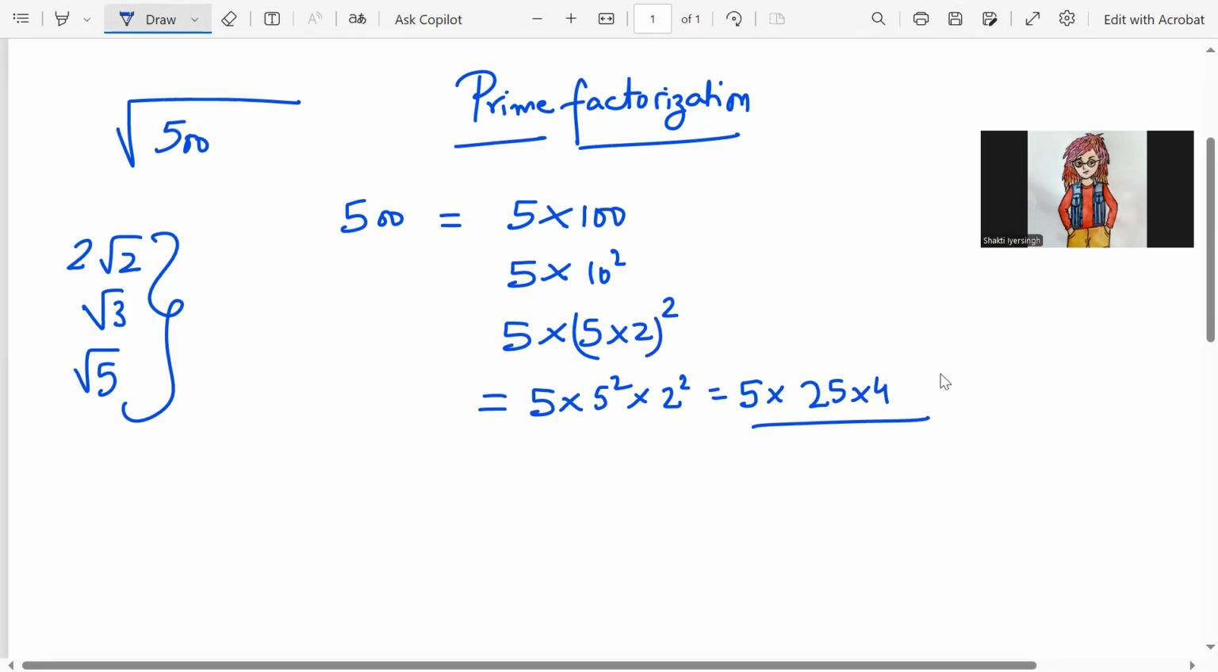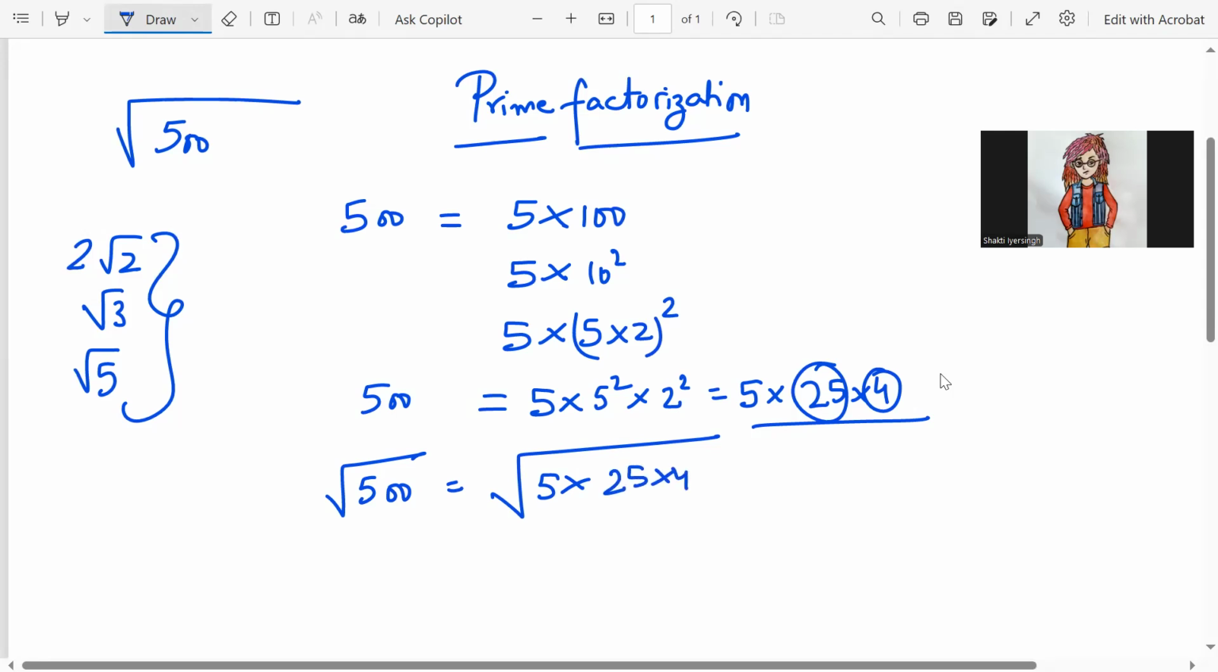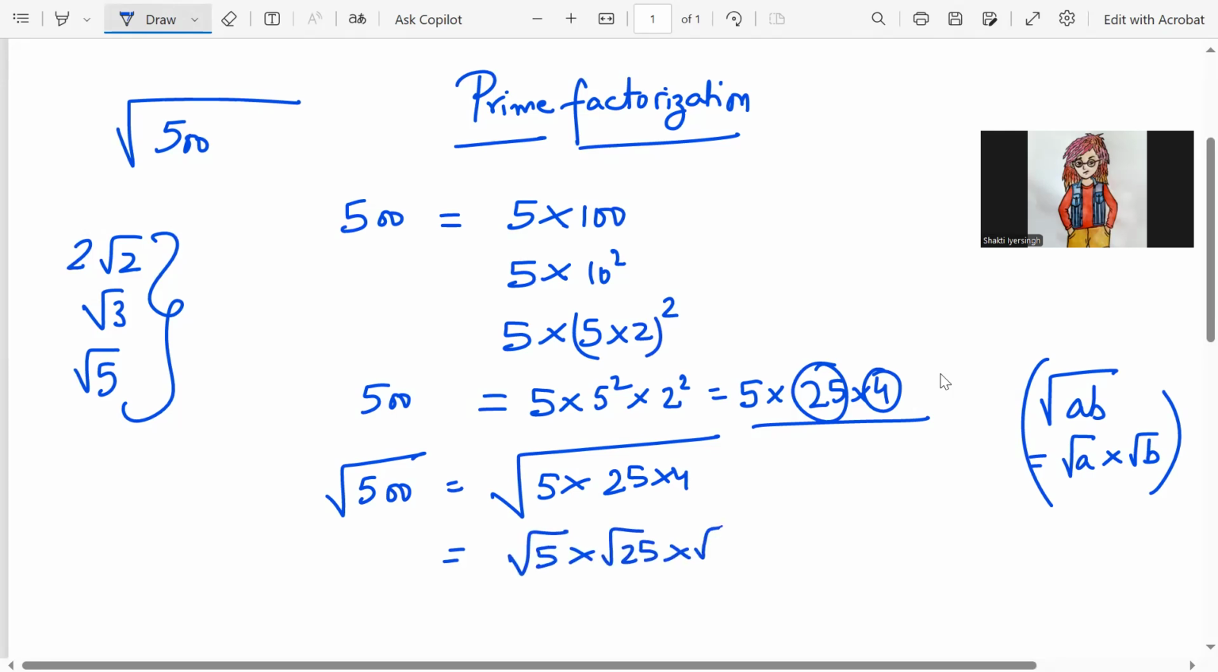Basically, the idea is to get it into a form that I have as many perfect squares as possible in the factorization, so that when I actually take the root, now I'll take a root on both the sides, root 500. And since I've expressed 500 in this form, I can write it as 5 times 25 times 4. Now I'm going to use this property root a times b equals root a times root b. And I'm going to split this out as root 5 times root 25 times root 4.